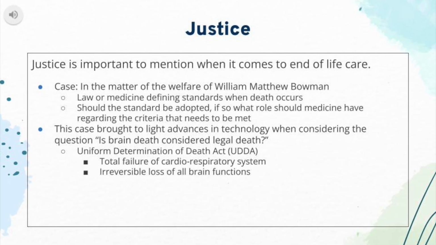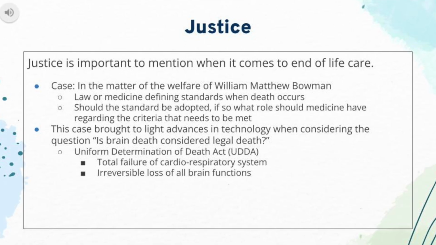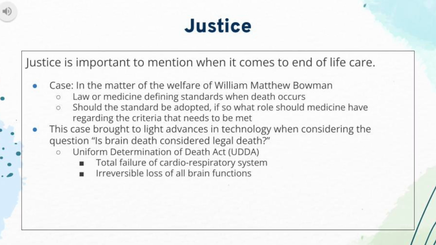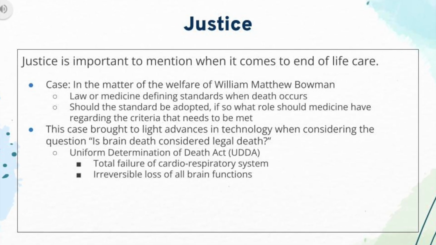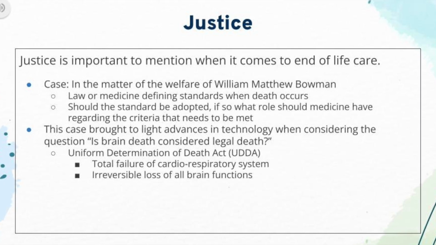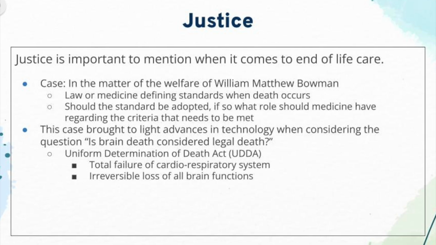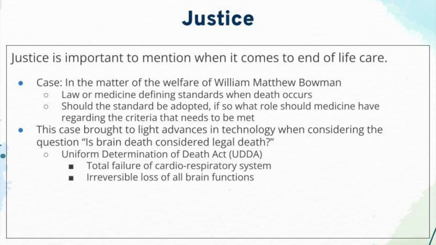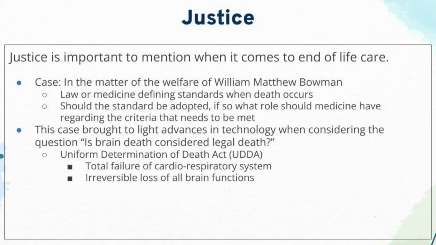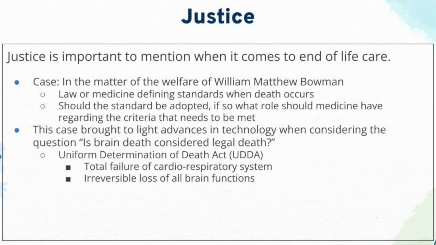It also helped many states adopt the Uniform Determination of Death Act, which at first was a common law for determining death, was just total failure of the cardiorespiratory system. But after this case occurred, they added to the common law, making it include new procedures for determination of death upon irreversible loss of all brain functions. So ultimately, this case did make a breakthrough for the state of Washington, and it also helped many other states adopt the standardized Uniform Determination of Death Act.